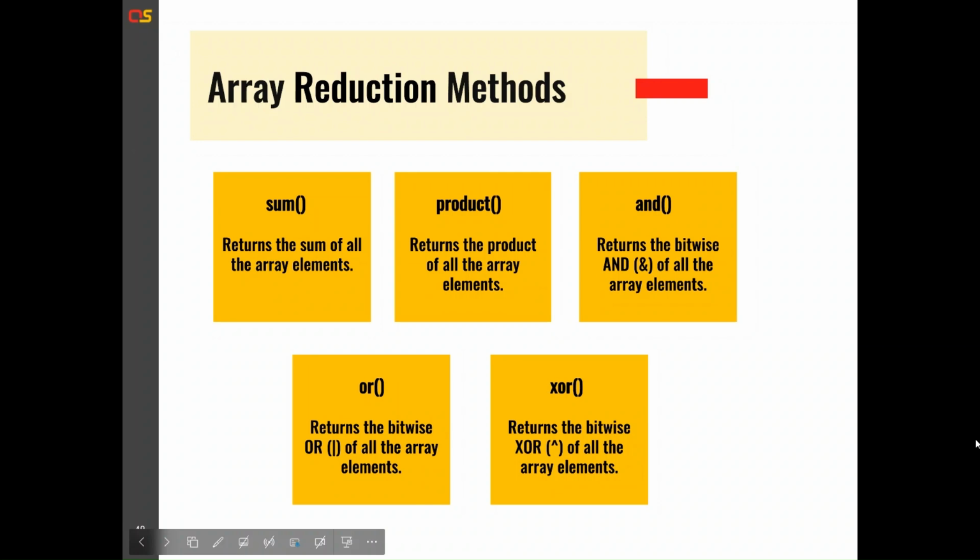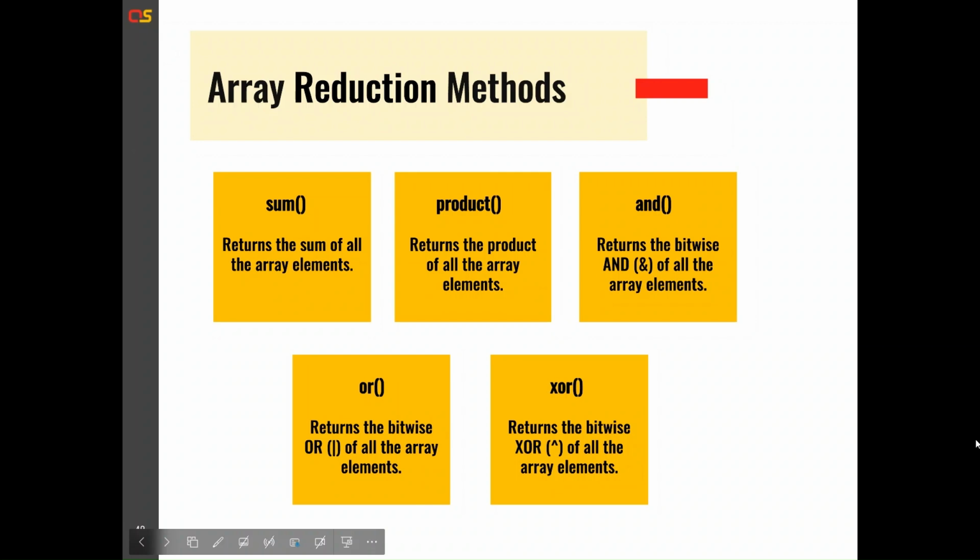Next is product. It computes the product of all elements in the array. It is useful for scenarios where multiplication of all elements is required, such as factorial calculation. If the array contains a 0, the result will always be 0.